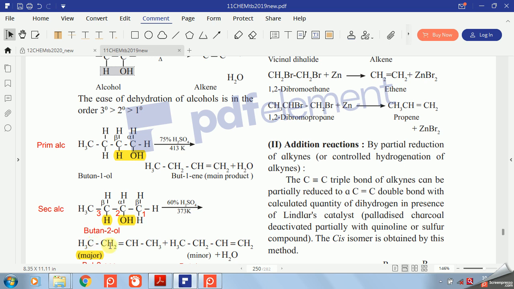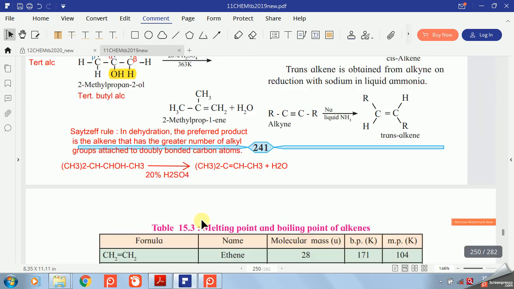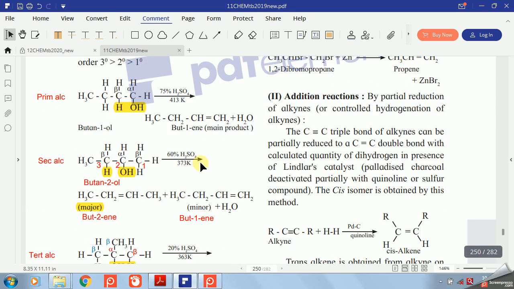But if you observe, if we remove the hydrogen from the first carbon and OH from the second, the double bond is on the first carbon, so we get butene, and in that the second carbon contains one alkyl group, that is C2H5. But the first carbon does not contain an alkyl group, so it is monosubstituted. So according to the Saytzeff rule, in case of such a dehydration, the preferred product is the alkene that has a greater number of alkyl groups attached to the double bonded carbon.